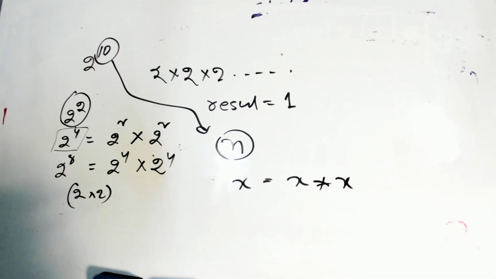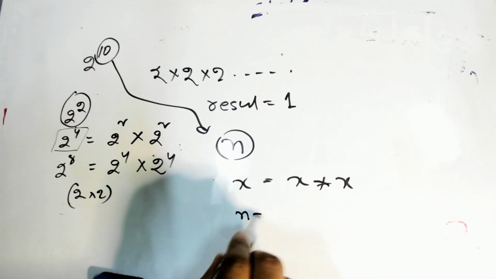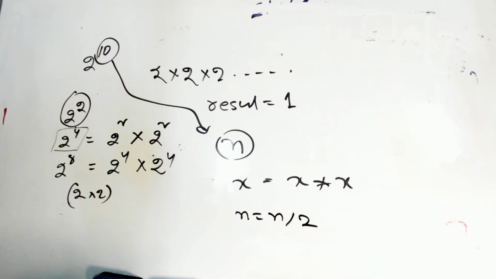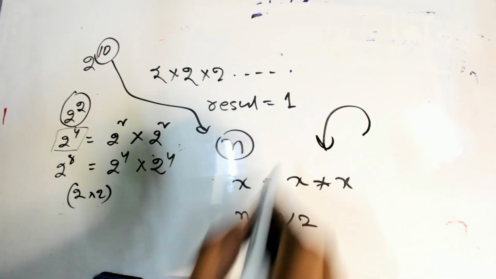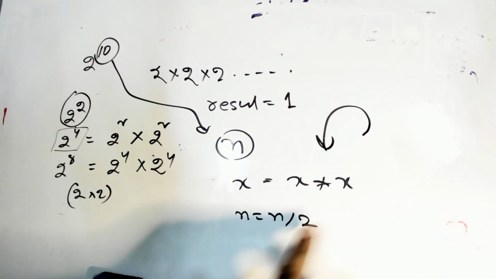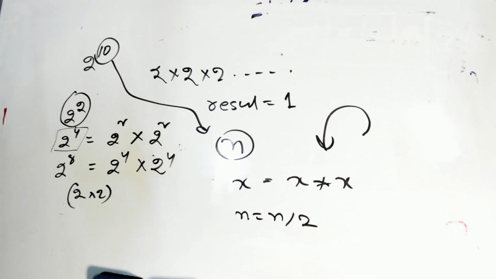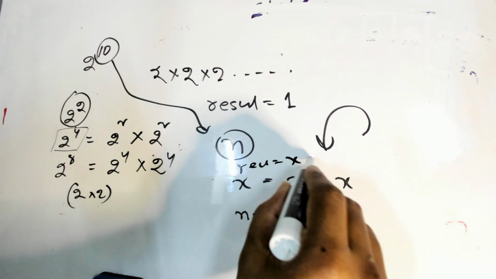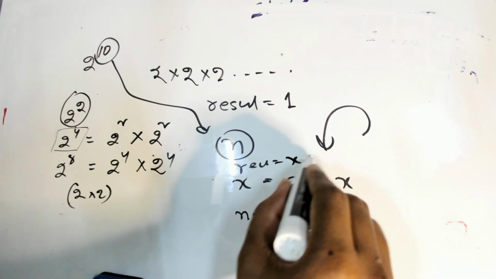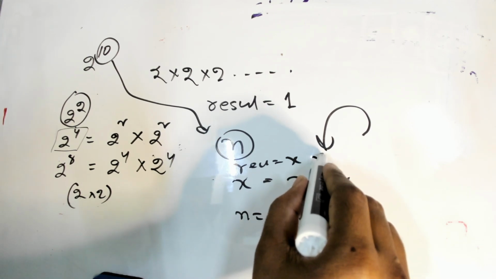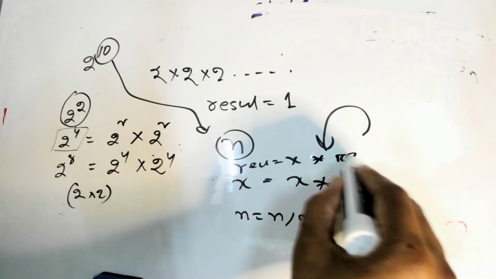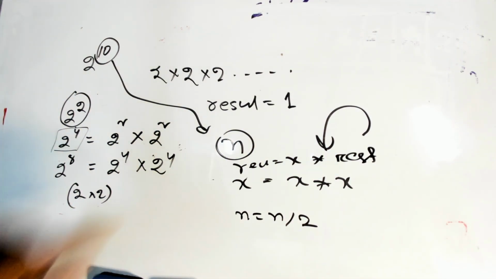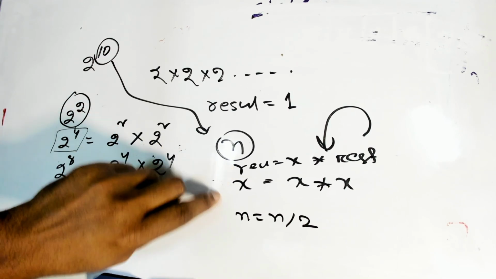And then we have to do n equals n by 2, and feed it to the same method. And if n is an odd number, then we have to take care of the extra 2, and that we're going to take care of with the result. So result equals x times result.